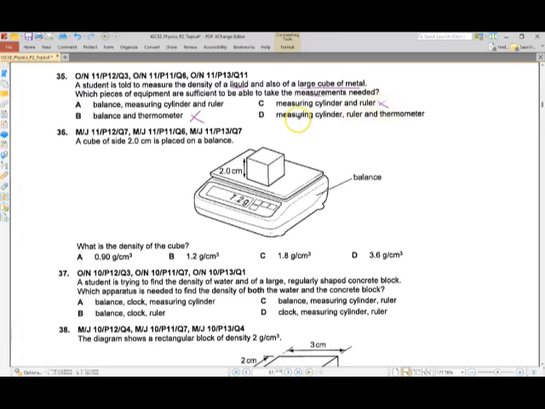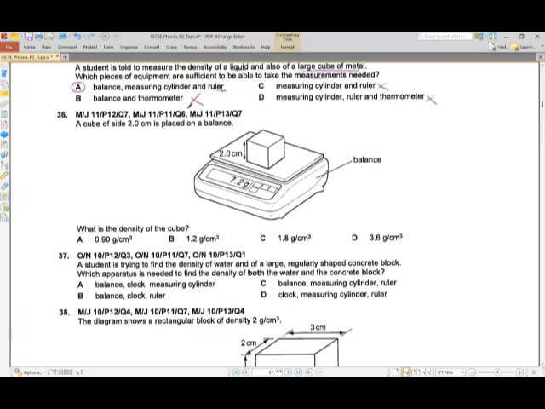No, ruler is also not required. Measuring cylinder, ruler and thermometer. No, this is also not the correct answer. So she just needs a balance, a measuring cylinder and ruler. Without a balance, the mass would not be recorded. Without a measuring cylinder, the volume of the liquid would not be recorded. And without a ruler, the volume of the cube won't be able to be recorded. So A is going to be the correct answer.